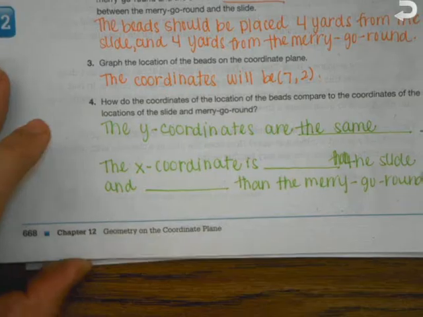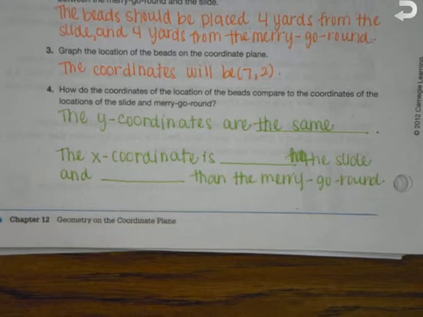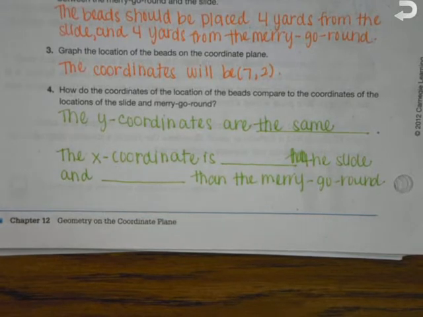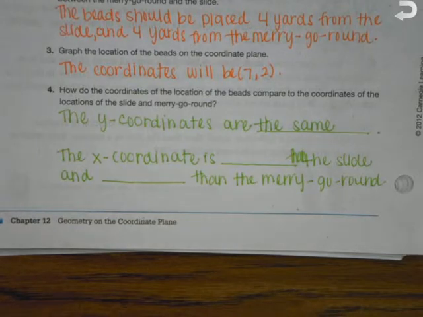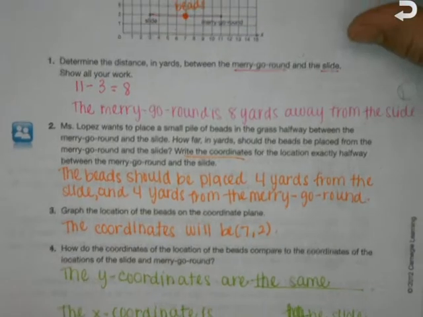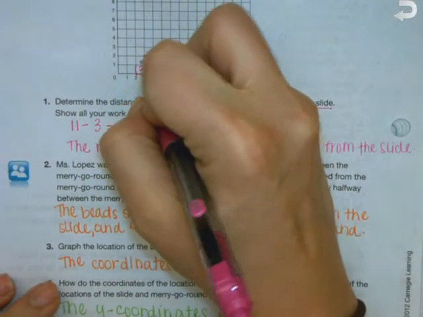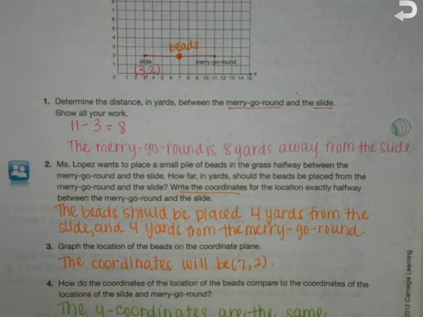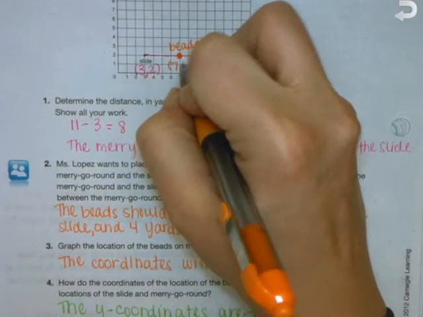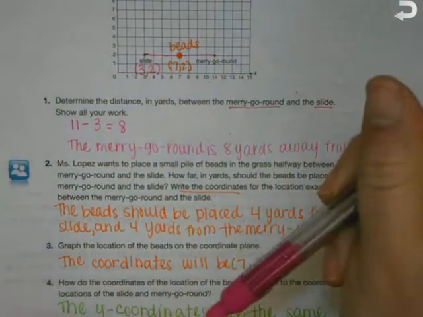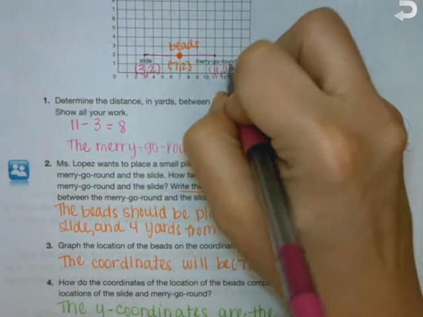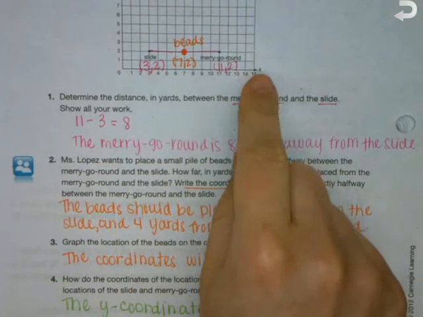What about the x coordinate? How did the x coordinate of the beads compare to the slide? From the beads to the slide. What was the x coordinate of the slide? 3, 2. I'm going to write that down. So the coordinates of the slide were 3, 2. The coordinates of the beads were 7, 2. And the coordinate of the merry-go-round was 11, 2. Okay. So all of the y coordinates were the same.